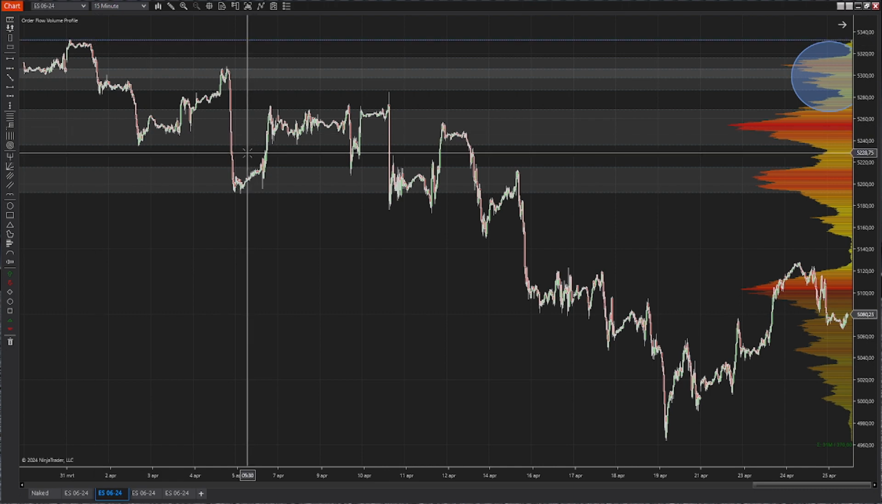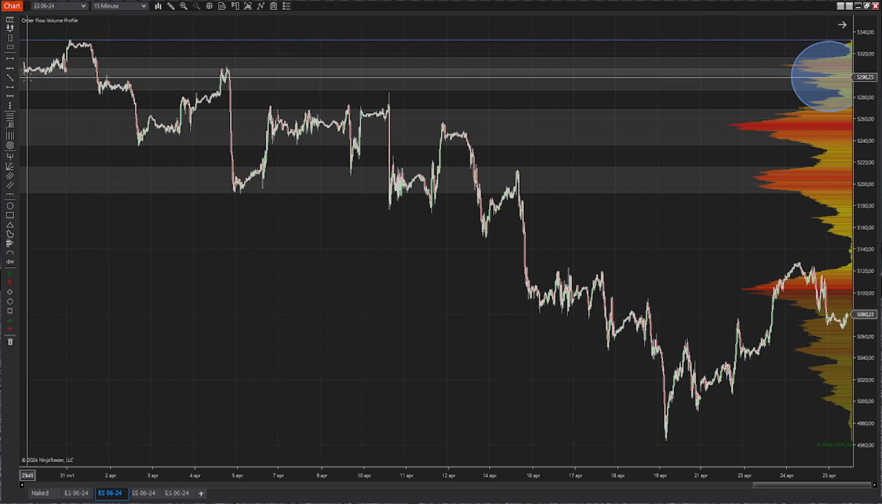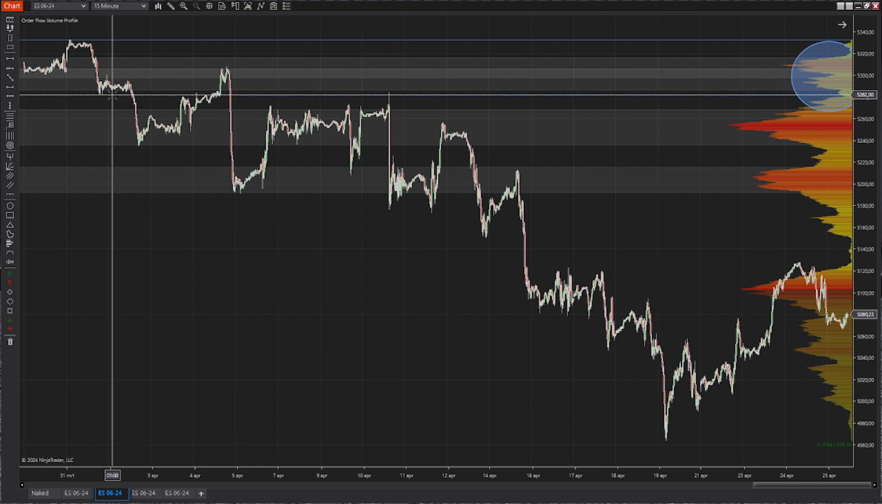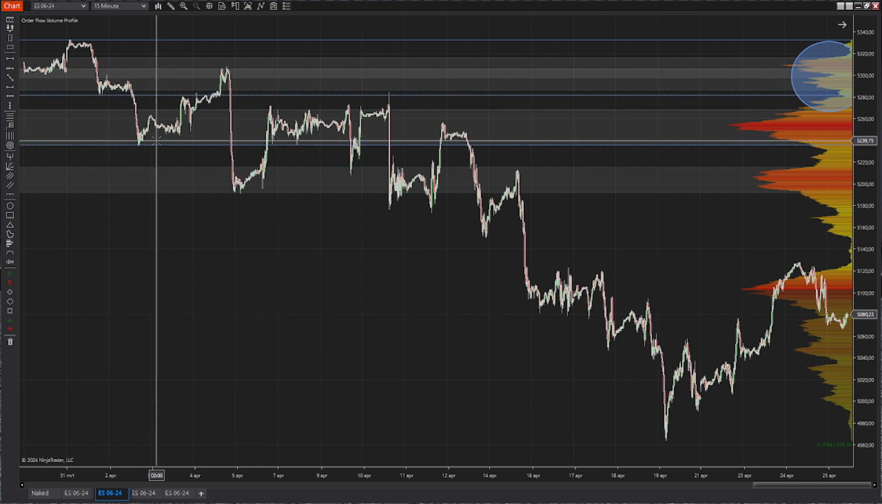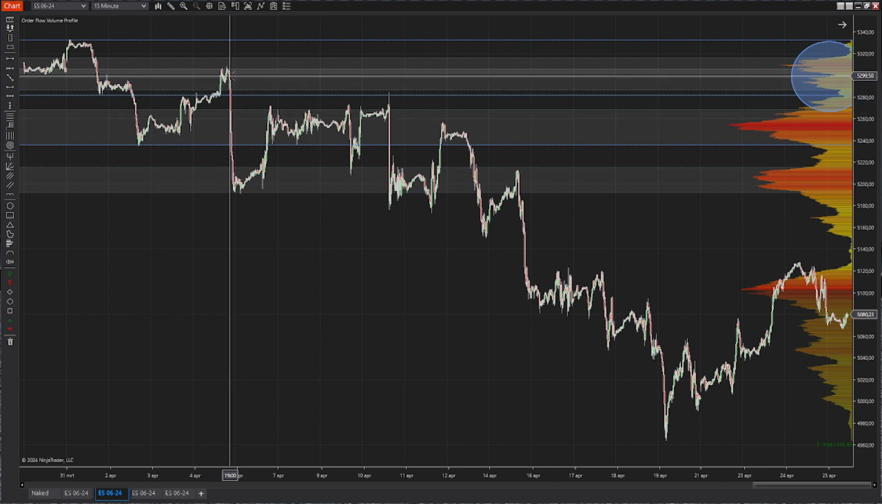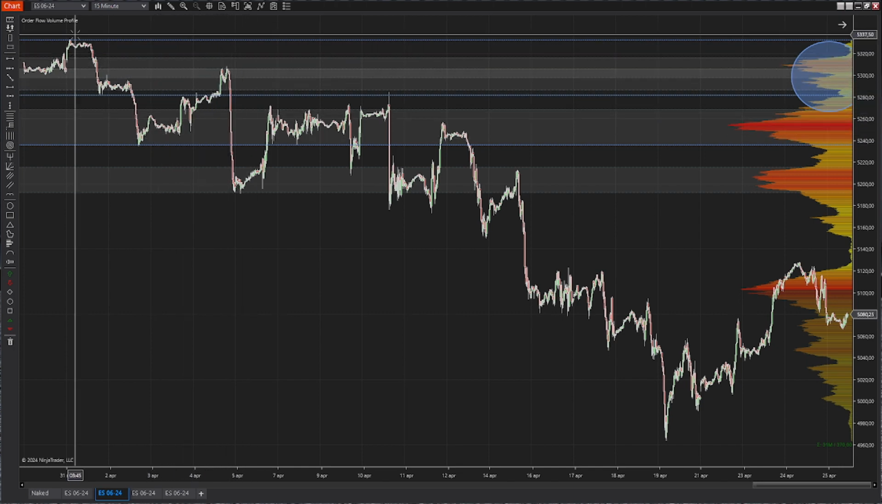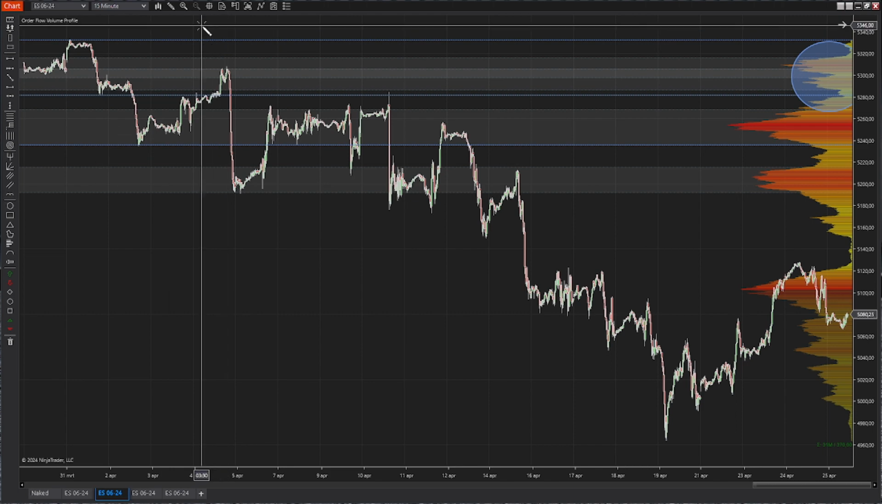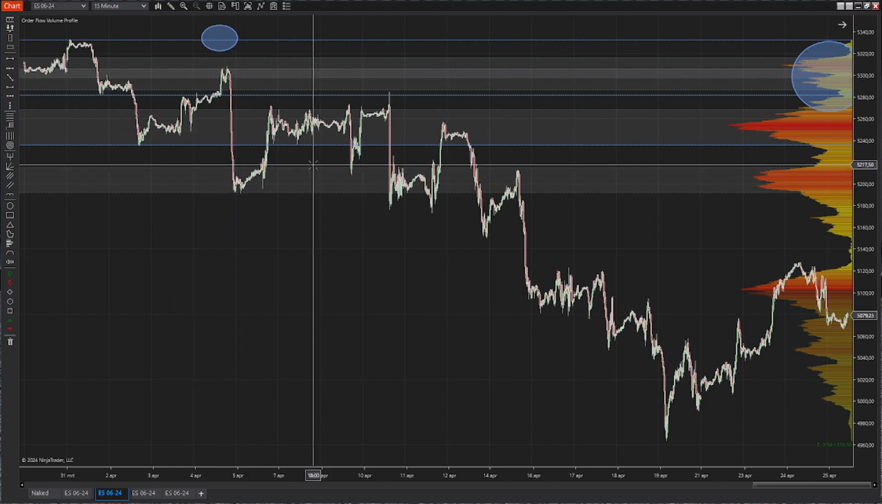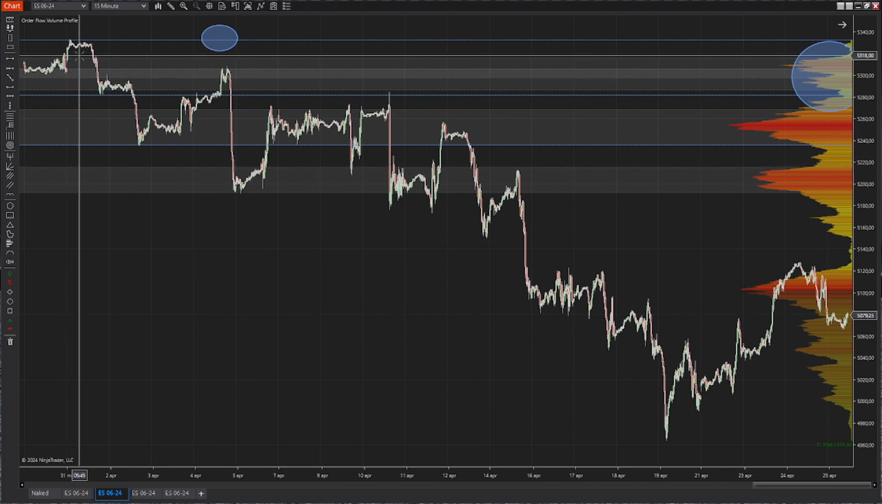has been taken out. So we take out this low, take out this low, and we're still looking for shorts until this high has been taken out. Easy as that. This is your story.